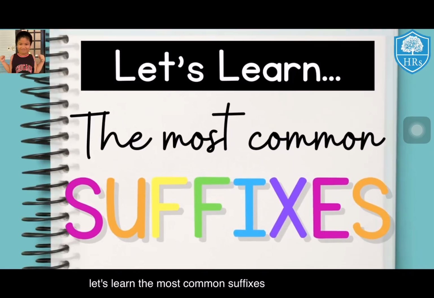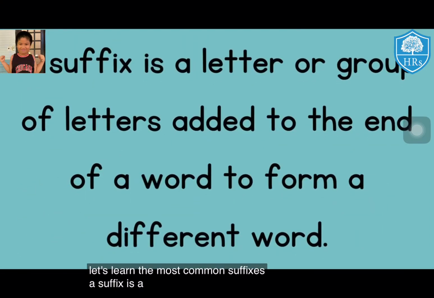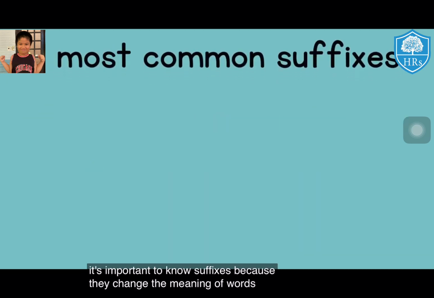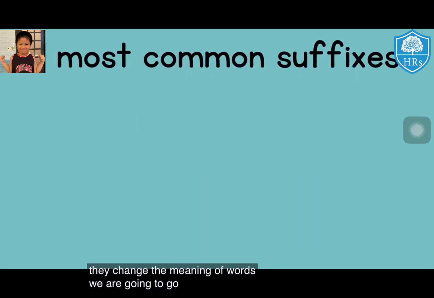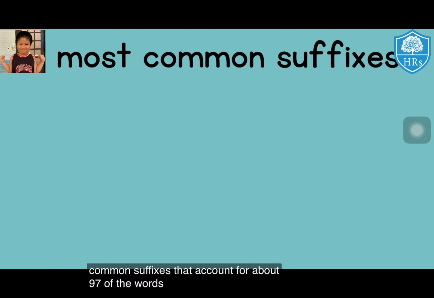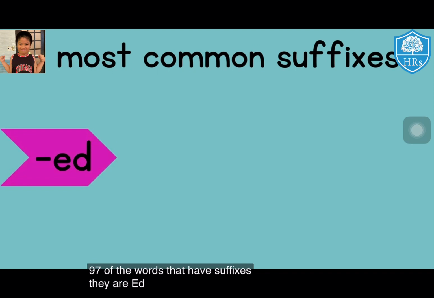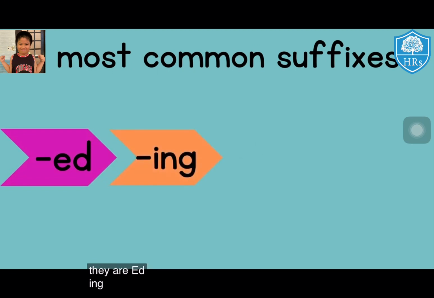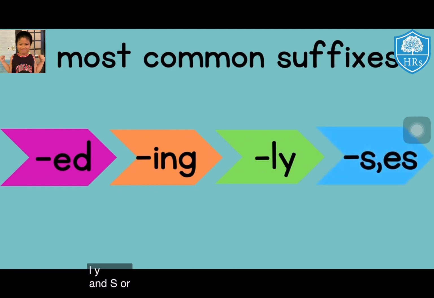Let's learn the most common suffixes. A suffix is a letter or group of letters added to the end of a word to form different words. It's important to know suffixes because they change the meaning of the word. We're going to go through the 4 most common suffixes that account for about 97% of the words that have suffixes. They are ed, ing, ly, and s/es.